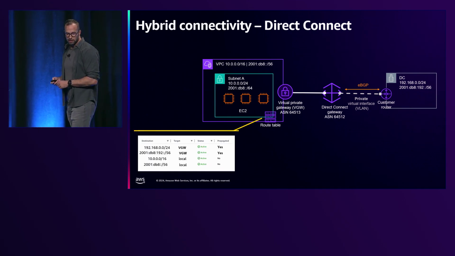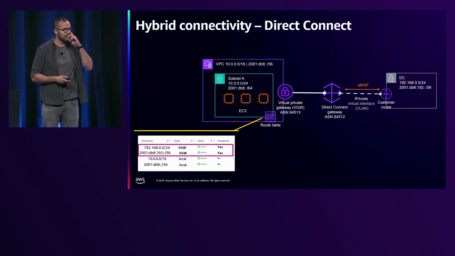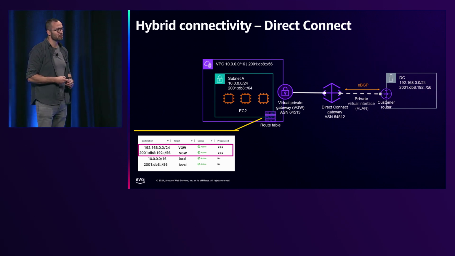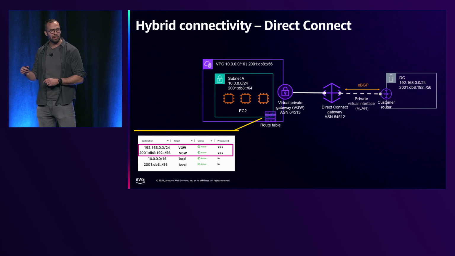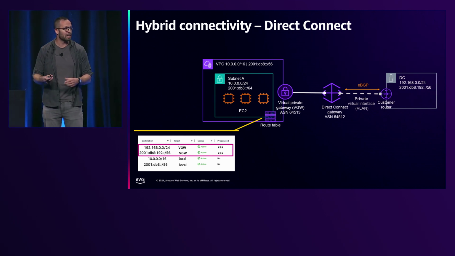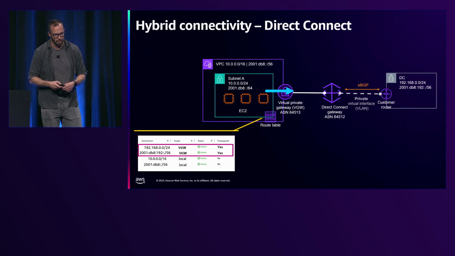So if we look at the route table of subnet A, we can see that we have an option to propagate routes that the VGW learns dynamically into the subnet route table. So you don't have to go in and statically configure those. You can automatically propagate those dynamic routes into your VPC route table. So now the VPC knows how to get back to your on-premise networks.